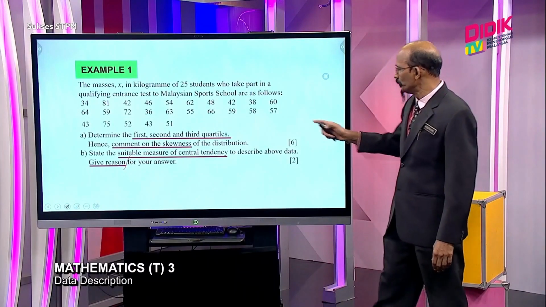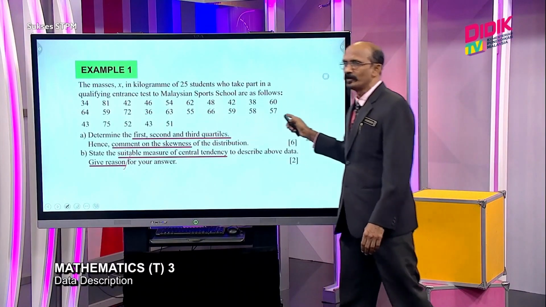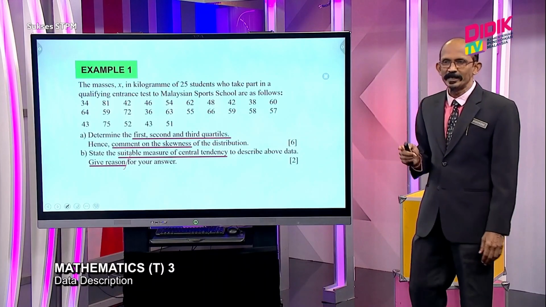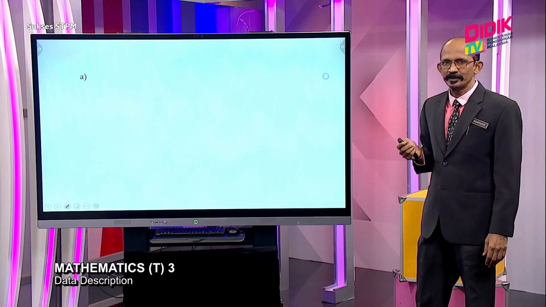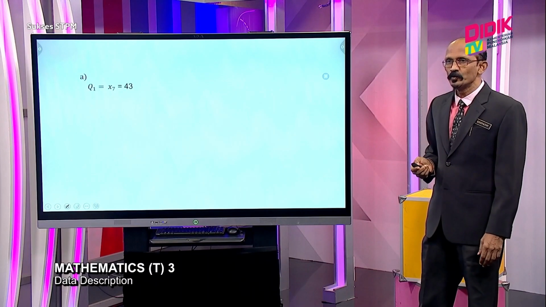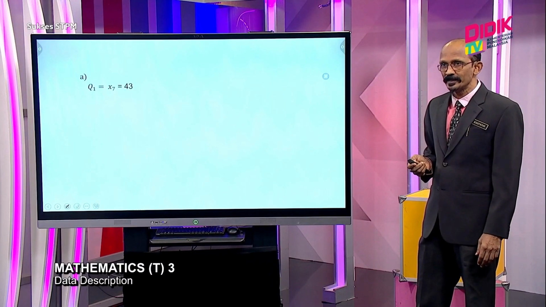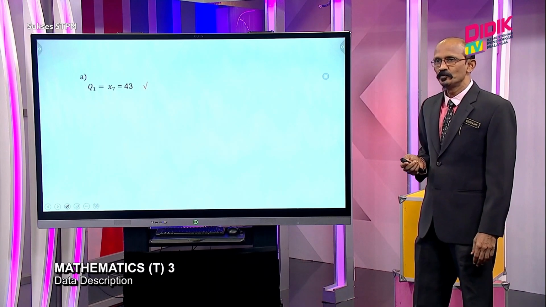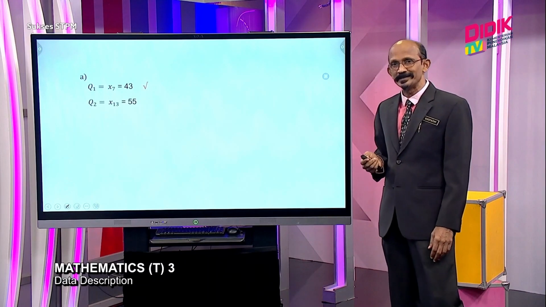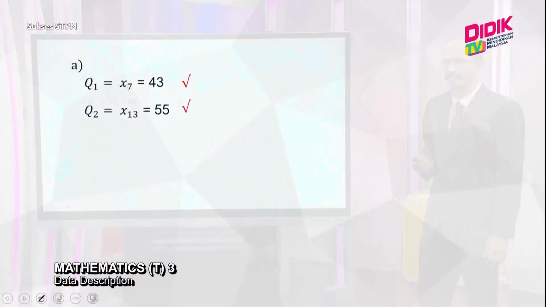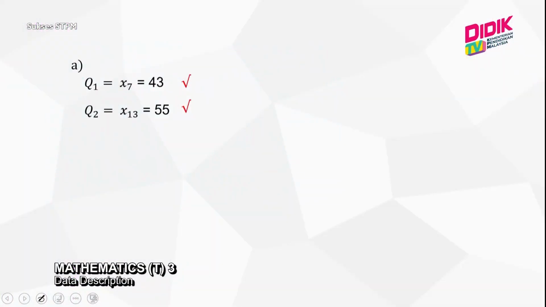Before you can do the first part, you have to rearrange your data. After you rearrange your data, your Q1 will be the 7th observation, which is equal to 43. Your Q2 should be equal to the 13th observation, which is equal to 55. And then your Q3 is equal to the 19th observation, which is equal to 62. That means each one you will get 1 mark.